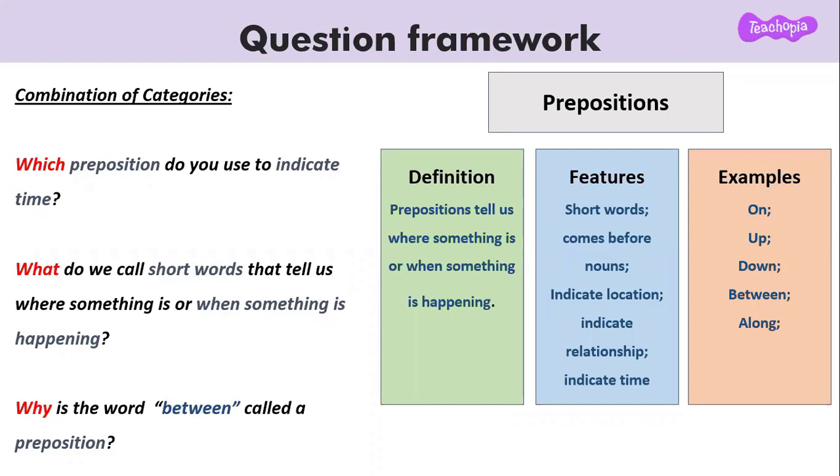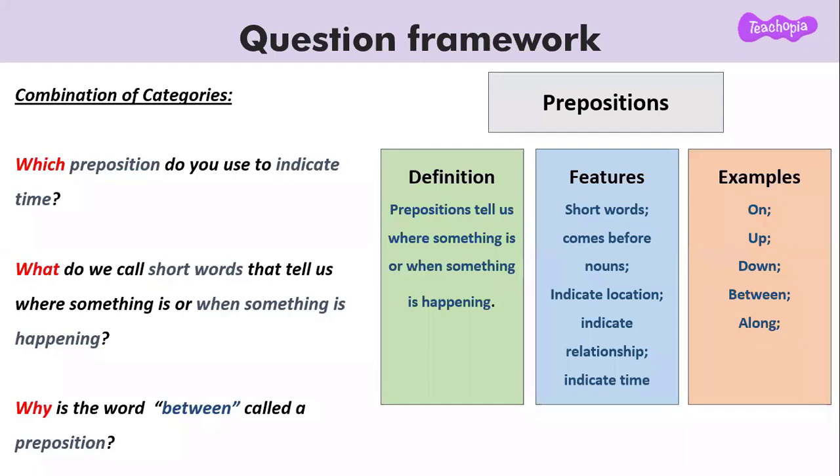We can again use question starters and come up with questions like, which preposition do you use to indicate time? See how here words from both the definition category and the features category are used. Next example would be something like, what do we call short words that tell us where something is or when something is happening? Notice how all of these words are picked from the features category, but the answer is also based on the definition category. So that is again a combination.